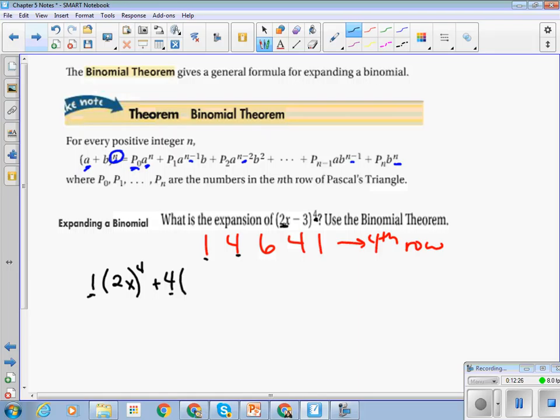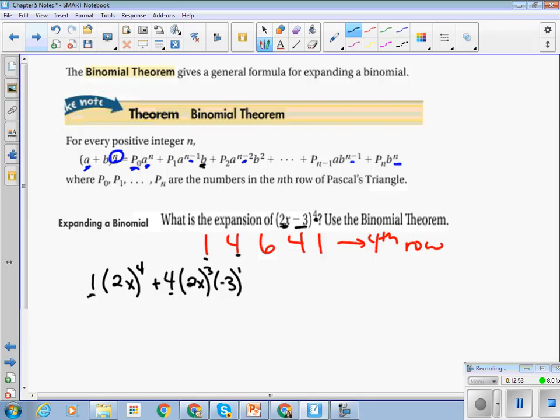Then it's going to be my 2x to the 3rd power, because I'm decreasing it by 1. And it's going to be my negative 3 to the 1 power. I take my second term, which is negative 3, and I raise it to the 1 power.